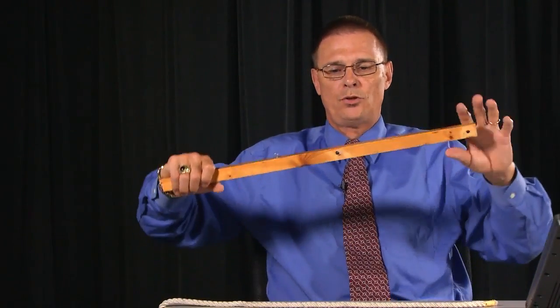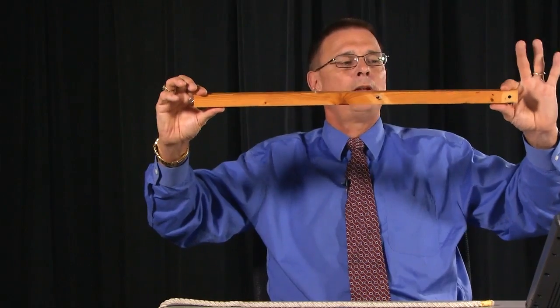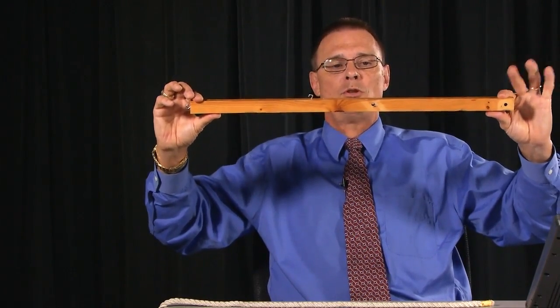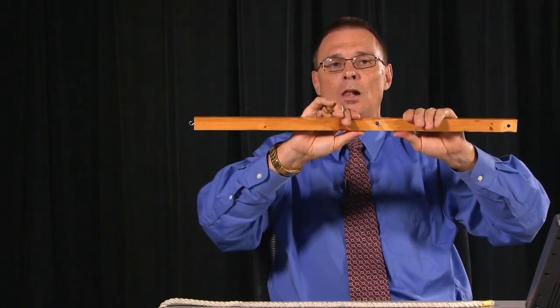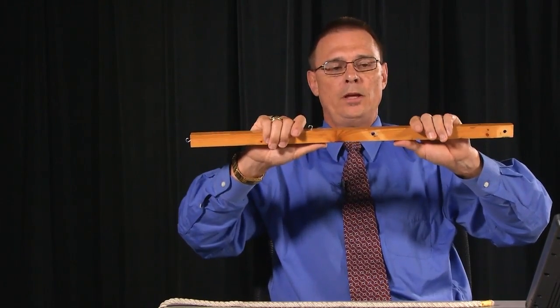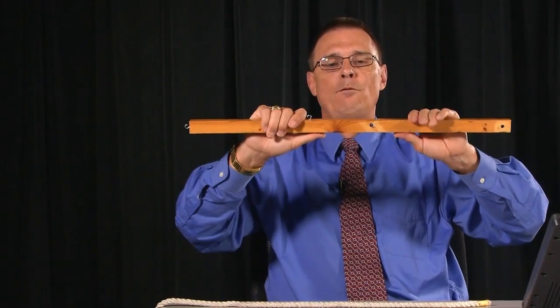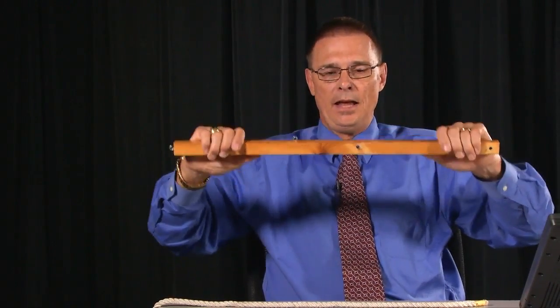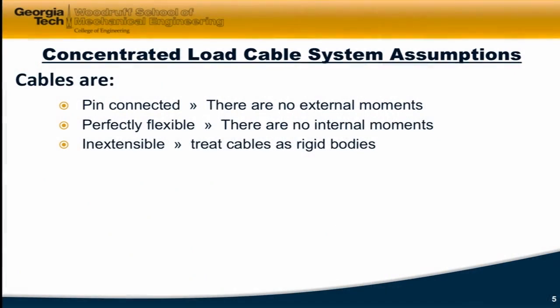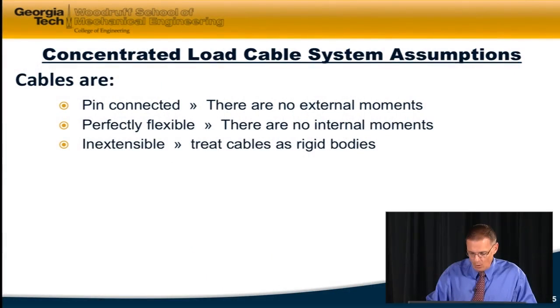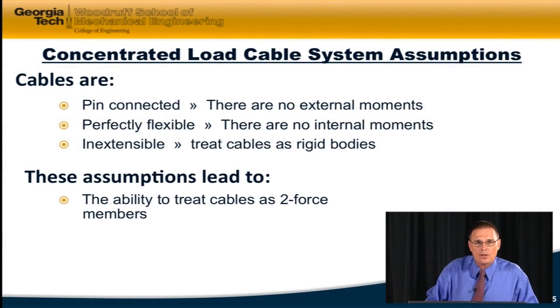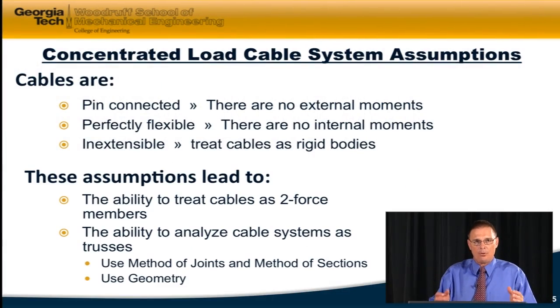Now, that's opposed to a beam where you could have external moments. You're going to have internal moments as well, as we saw when we drew the bending moment diagrams. And these are also inextensible. But that's the comparison.